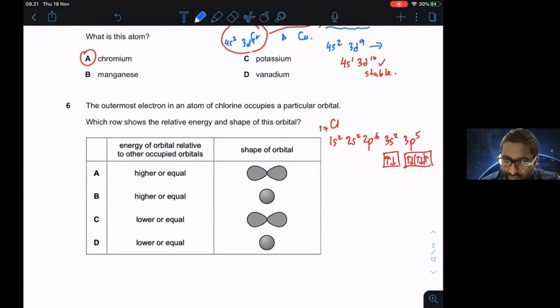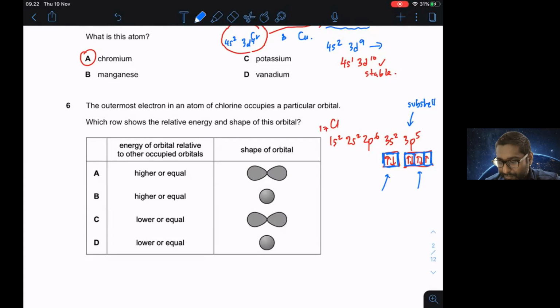Do remember this 3p is known as a subshell. When we are talking about orbital, they're talking about an individual orbital. So these outermost electrons are actually in each of these orbitals, and there are other orbitals as well. This is the 3s orbital. There are a total of 7 outermost electrons: 2 in 3s and 5 in 3p. So subshell, yeah, we are talking about orbital now.